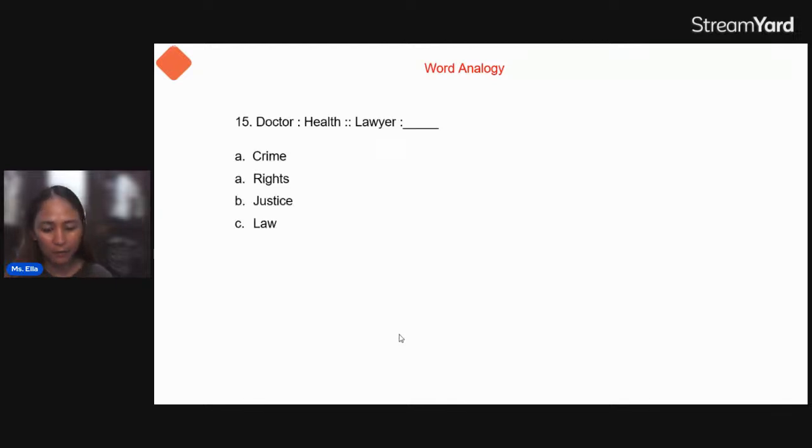Okay, let's continue. Number 15. We have here doctor is to health, lawyer is to blank. Is it A, crime? Is it B, rights? Is it C, justice? Or is it D, law? Sorry for the typo. So we have here A, crime, B, rights, C, justice, or D, law. Okay, so let's find out. Okay, so we have here the answer is justice.